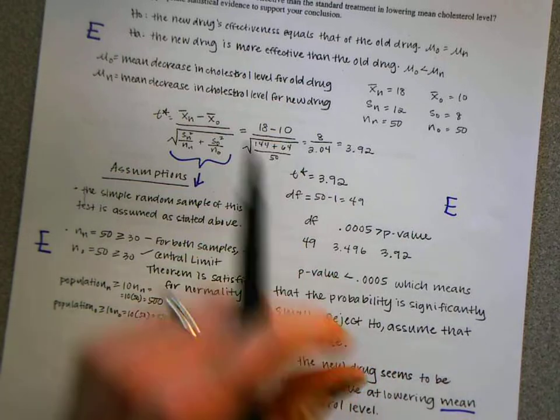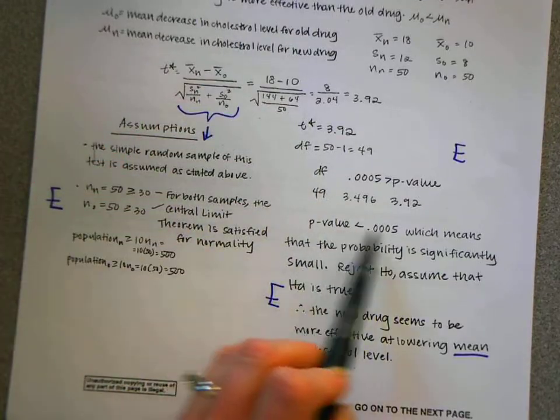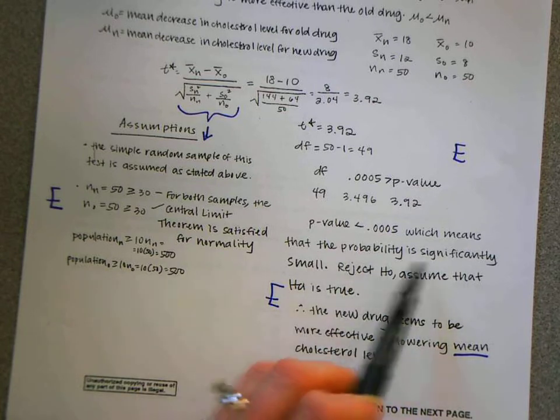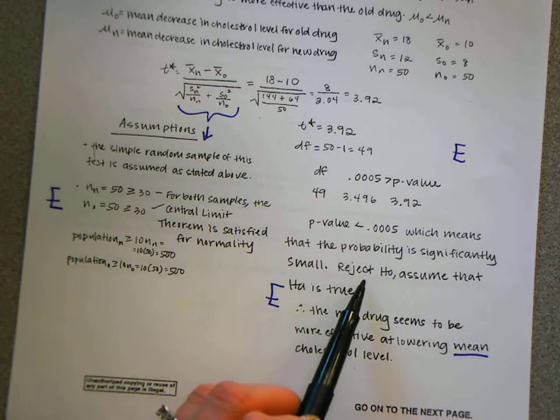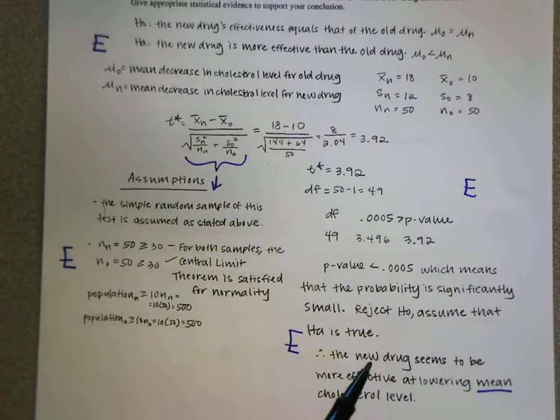And then finally, her conclusion: her p-value is less than this, which means that the probability is significantly small. We're going to reject the H0 and assume the HA is true. The new drug seems to be more effective at lowering mean cholesterol level. Notice how she puts that context back in at the end. So, it may be a little awkward because it's not exactly the way we do things, but it's nice to see how other students get their scores.